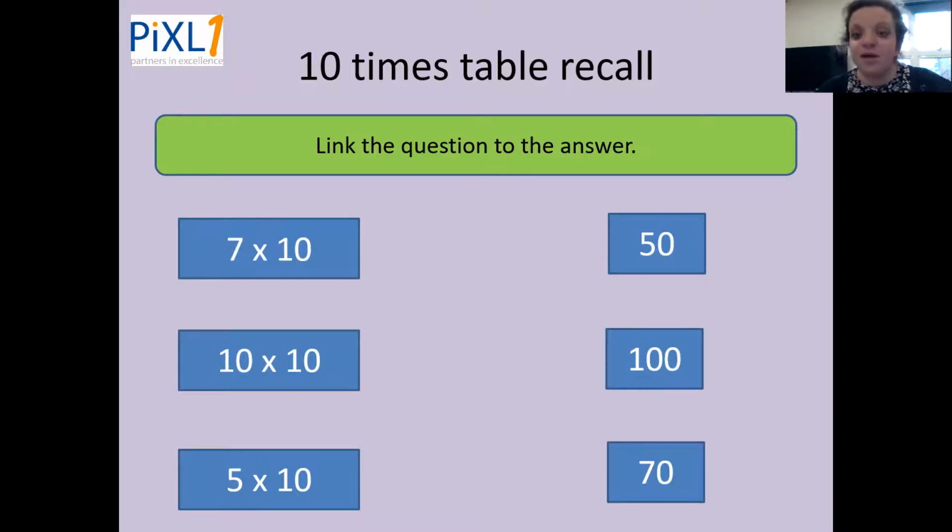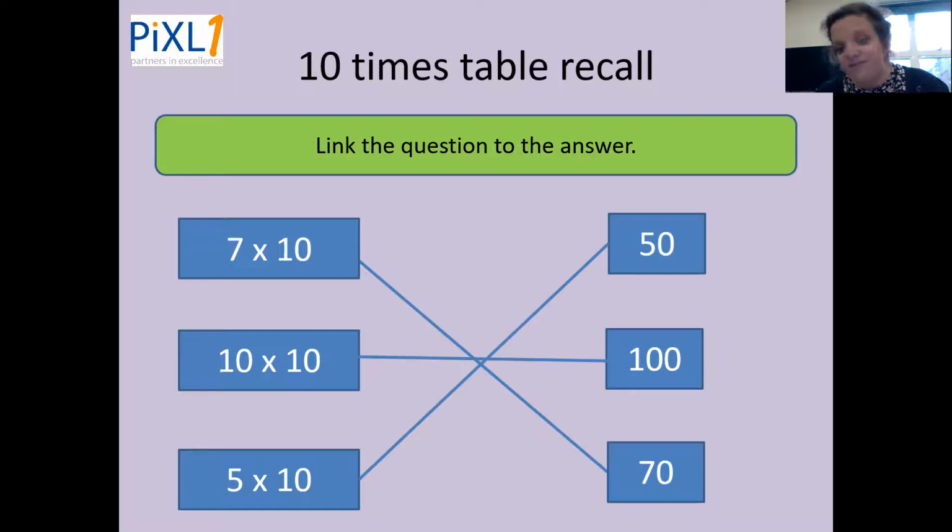Okay, well done. So now we're noticing a pattern. When we times by 10, our number moves a place value along. So 7 moves up into the tens, and then it has 0, so it becomes 70. So 7 times 10 will be 70. 10 times 10 will be 100, and 5 times 10 will be 50.